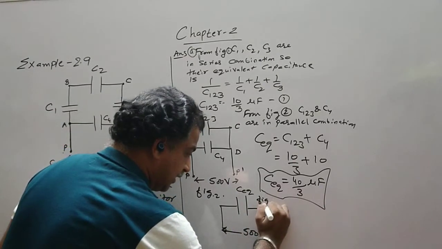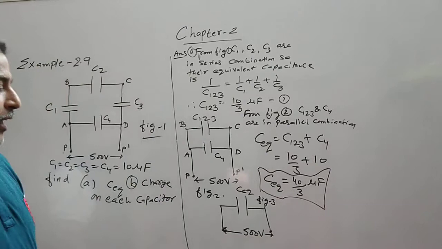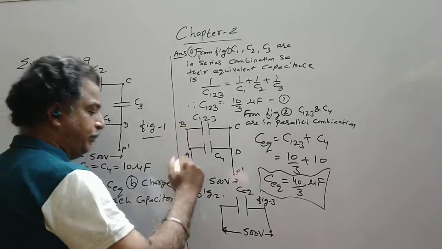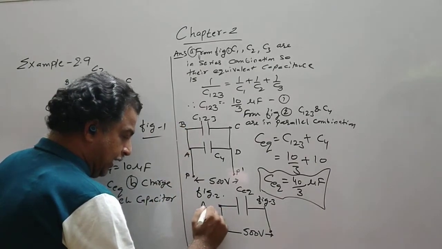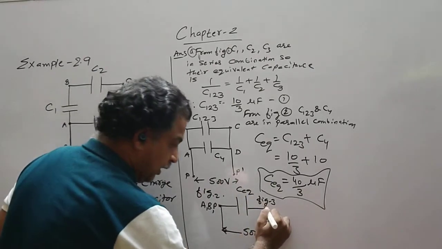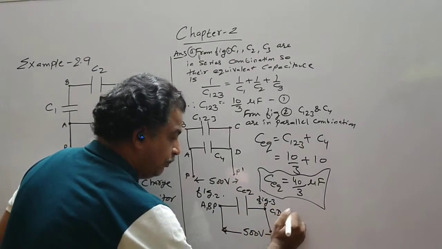This is your figure number 3. Now these points B, A, P are all one common point, A, B, P. And these points are C, D, P dash.